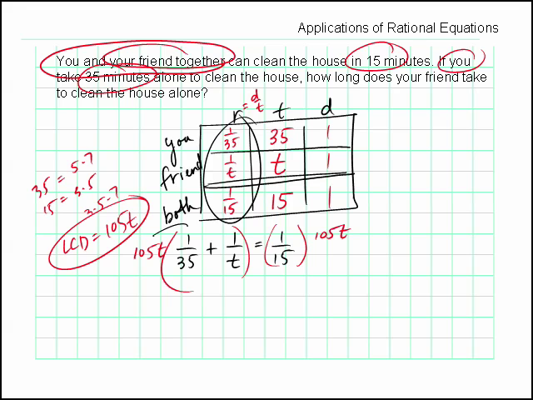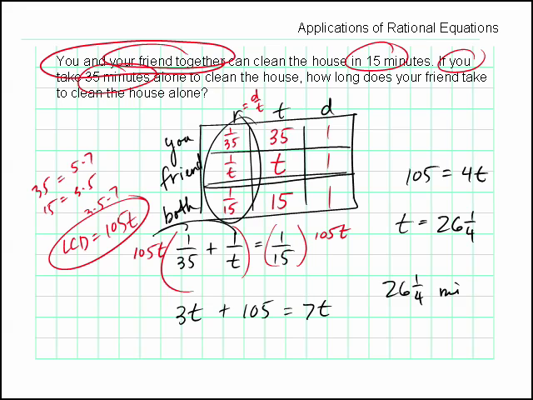Let's distribute. 105T times 1 over 35 is 3T actually. And here is the 105, the T's cancel away. And on this side we are left with 7T. 105 will equal 4T. Divide by 4. And we get 26 and 1/4. And so our answer is 26 and 1/4 minutes, the time it takes your friend alone to clean the house. And I believe that ends our lesson on applications of rational expressions.